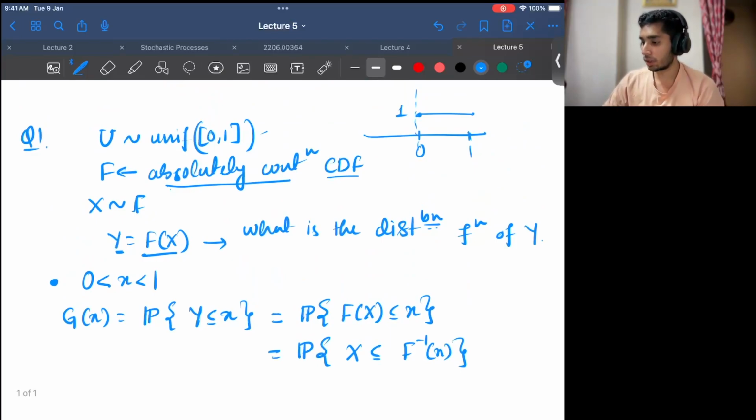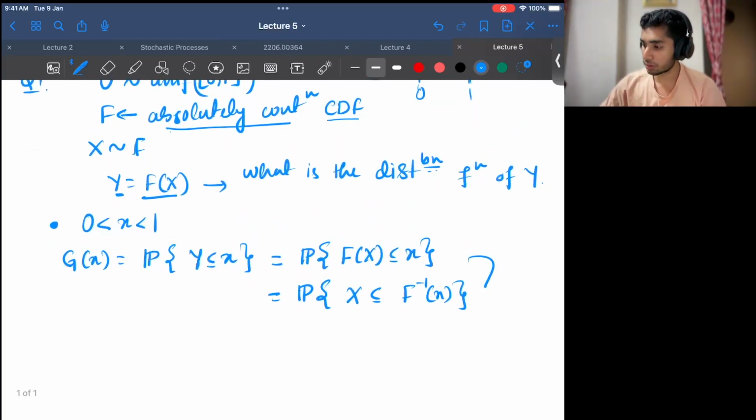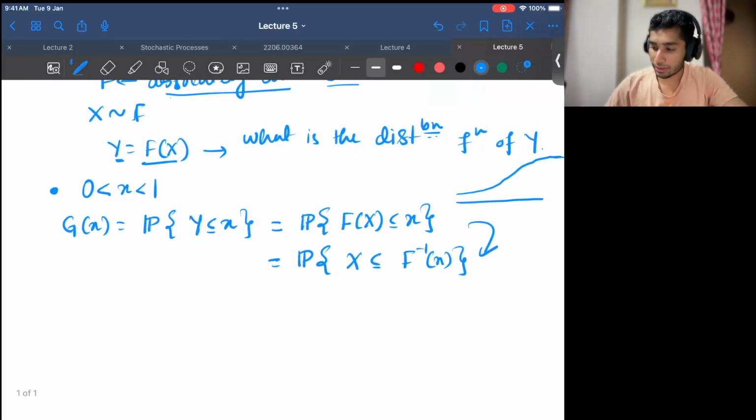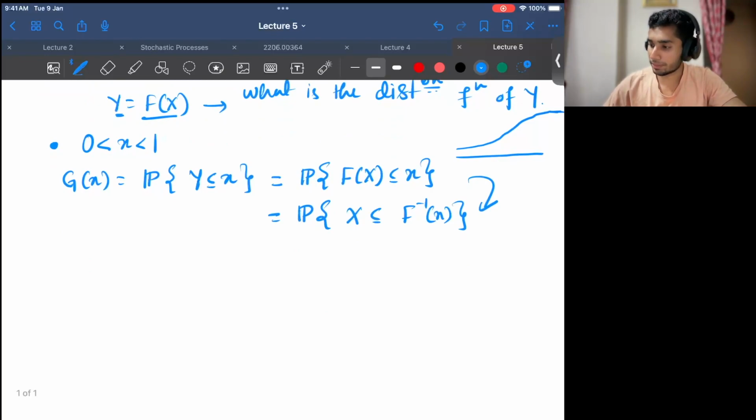Again, a word of caution: you cannot always do this step. I have used the property of F that it is a CDF. If it is a CDF, it is monotonic, so it is something like this. You can take the inverse of a function only if it is monotonic. If it is not monotonic, you cannot take the inverse. So just a word of caution here. Maybe I'll just write it somewhere.